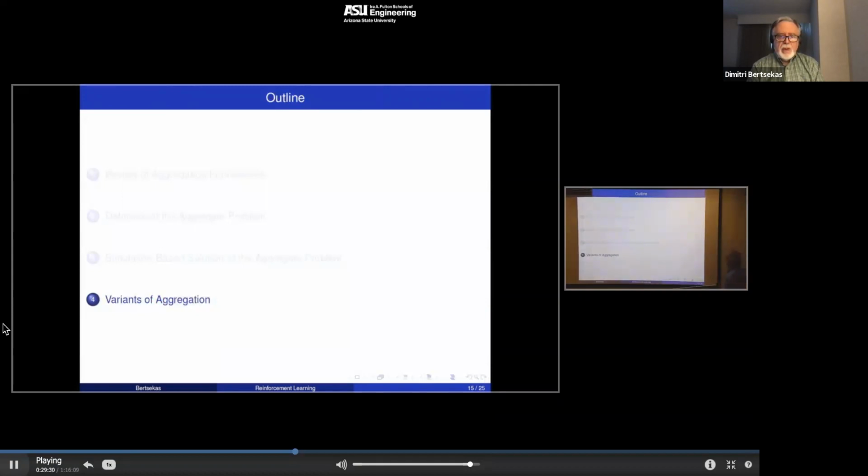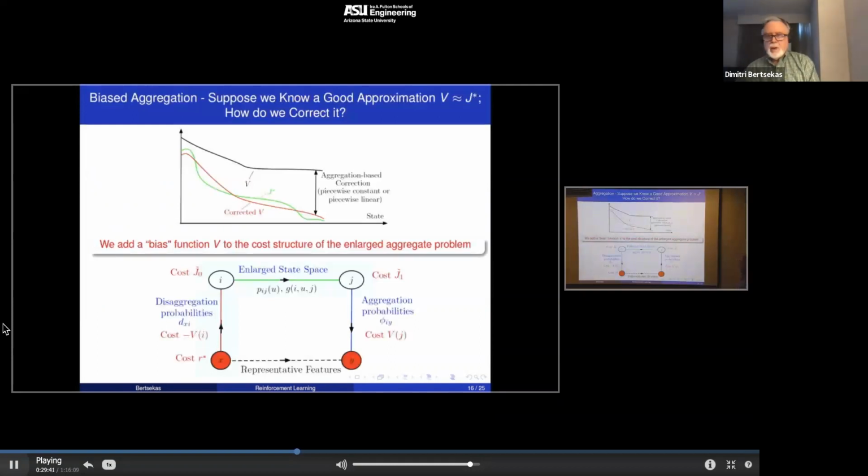Okay, so that's all I wanted to say about simulation-based solution of the aggregate problem. Now let's talk about variations of aggregation. There's something called biased aggregation, and it deals with the following situation.